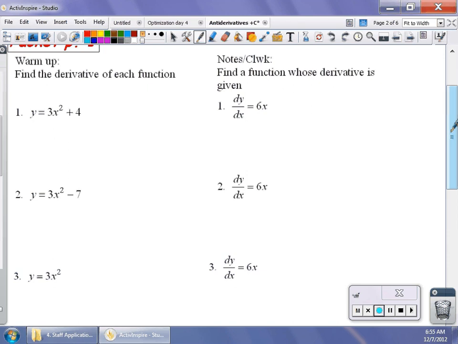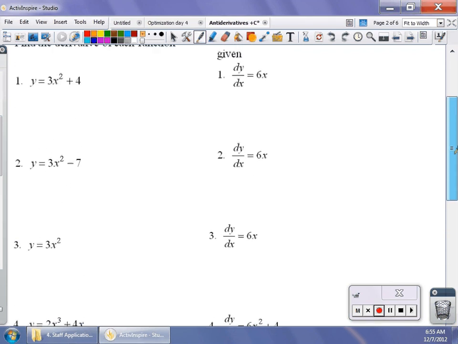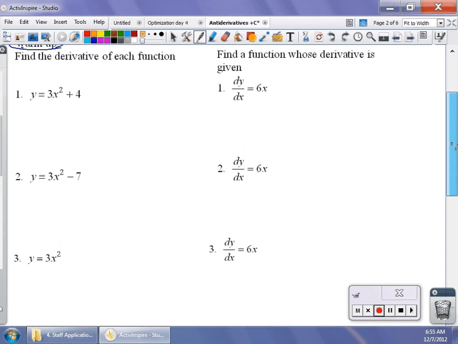So the first thing I'd like for you to do, if you're in my class, is to stop the video, do the warm-up, which is the first, what do we have here, 4 or 5 problems finding the derivative. So at this point, stop the video, go back, find the derivative of those functions.